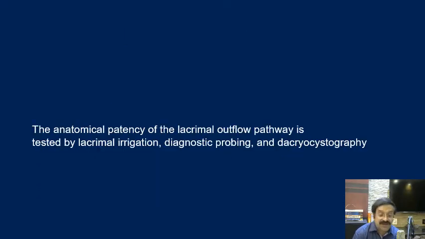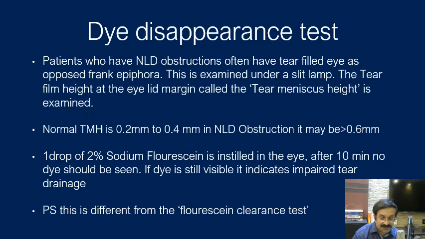The anatomical patency of the lacrimal outflow path is tested by lacrimal irrigation, the so-called syringing, which you are very familiar with, and the diagnostic probing and dacryocystography. So these are the three important tests which we do to test the patency of the tear drainage system. Now, before we do that, we could do something which is totally non-invasive and can even be done on small children. That is the dye disappearance test.